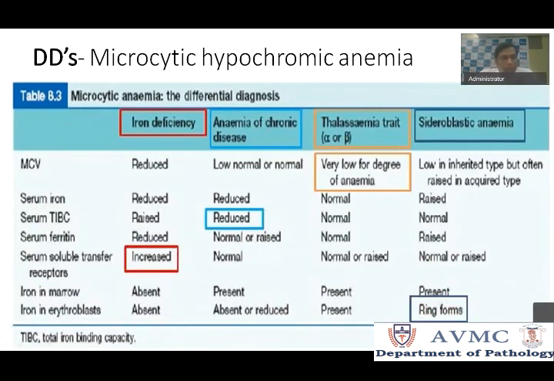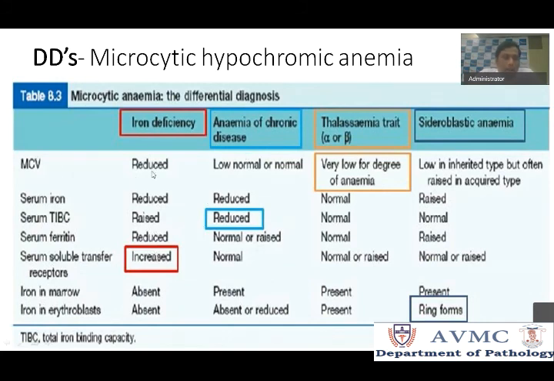So as I said, microcytic hypochromic anemia is not only seen in iron deficiency. Okay, microcytic hypochromic anemias can be seen in other disorders also. Though this is common, you can also find it in other conditions like anemia of chronic disease, thalassemia trait, and sideroblastic anemia. And you have certain biochemical parameters to differentiate them.